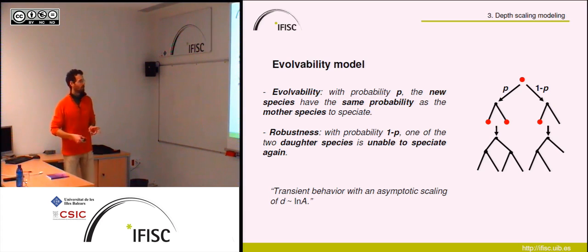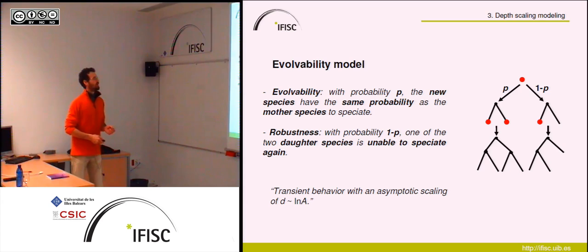This new pair of species will undergo two possible outcomes. On the one hand, with probability p, the new species have the same probability of speciating as the model species, and on the other hand, with probability 1 minus p, one of the daughter species is unable to speciate again.